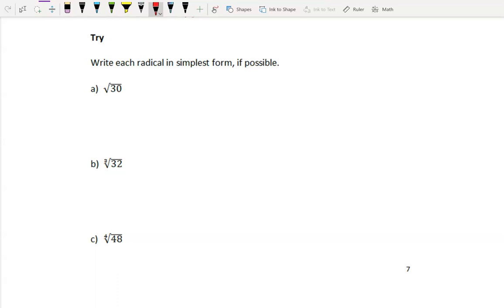Okay. Root 30, there are no factors of 30 that are perfect squares. So this one can't be simplified. Okay, let's try this one. We're looking for a factor of 32 that's a perfect cube. Well, perfect cubes, got it memorized: 8, 27, 64. 8 works, goes in 4 times. The cube root of 8 is 2. The cube root of 4 I cannot do.